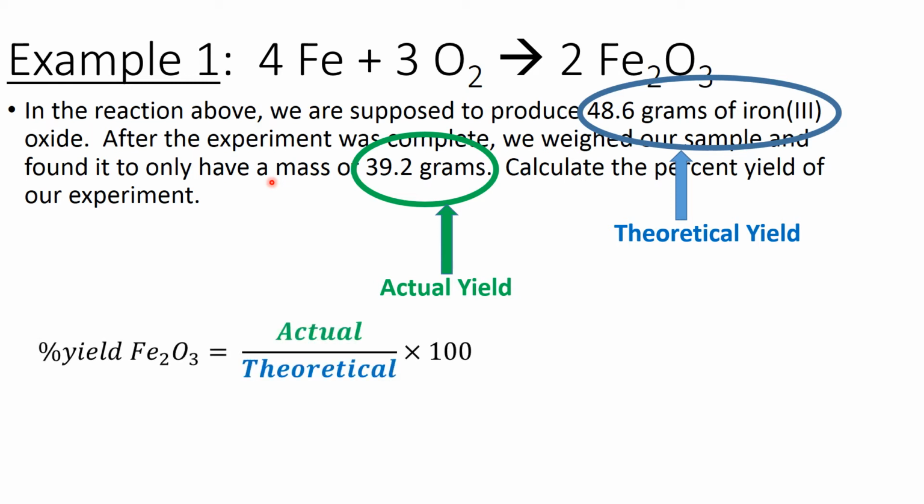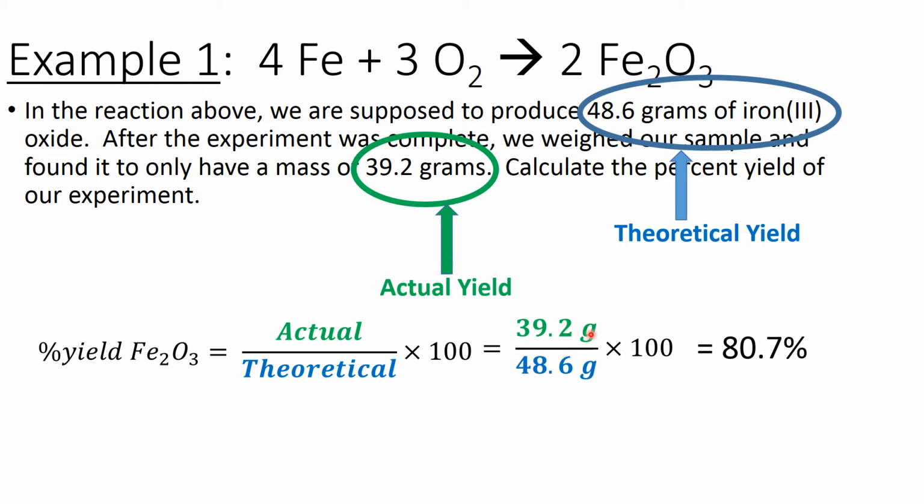We look at the equation for percent yield of the iron(III) oxide. It's the actual yield divided by the theoretical yield times 100. So we can substitute in these two numbers, our actual yield 39.2 divided by 48.6 grams, multiply by 100, and we get 80.7%.